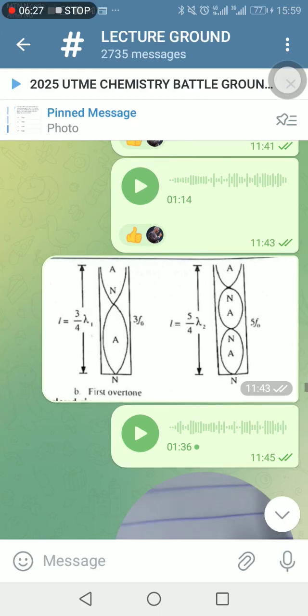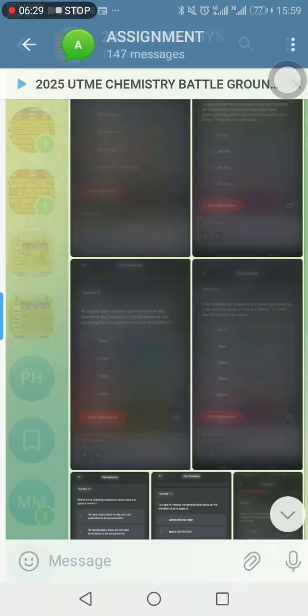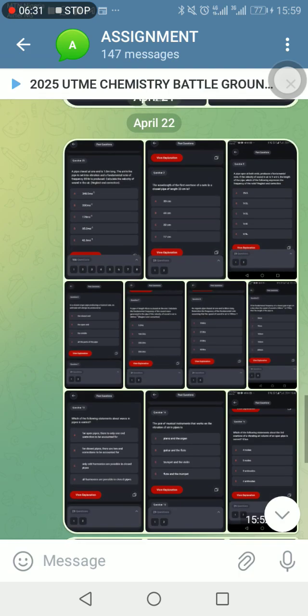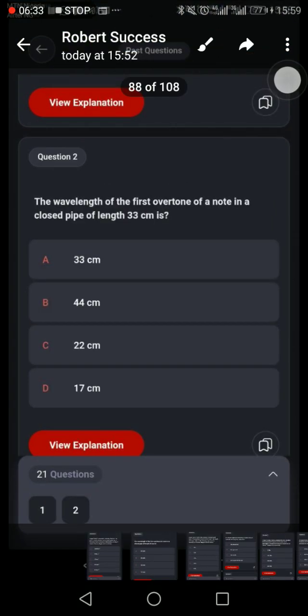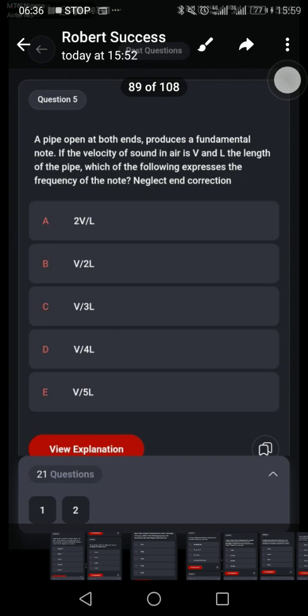Now to go back to the assignment group where I dropped the questions. That was question 2. So 44 cm, option B. Next question: a pipe open at both ends produces a fundamental note. If the velocity of sound in air is v and the length of the pipe is l, which of the following expressions expresses the frequency of the note? That's the fundamental note now, the frequency of the fundamental note.